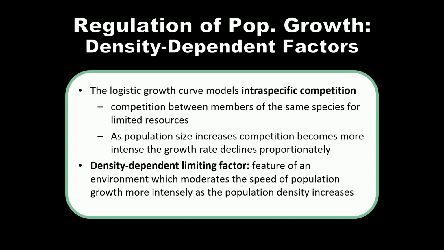The logistic population growth curve models intra-specific competition between members of the same species for some limited resource: space, food, mates, water, sunlight, these types of things. As population size increases, competition becomes more intense, and the growth rate declines proportionately. Density-dependent limiting factor, what is that? A feature of an environment which moderates the speed of population growth more intensely as population density increases.